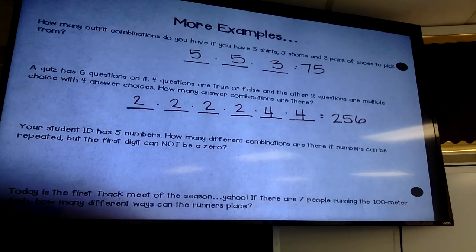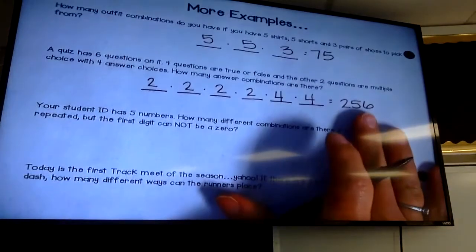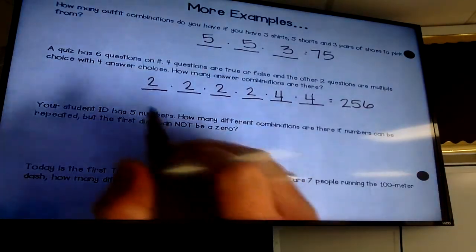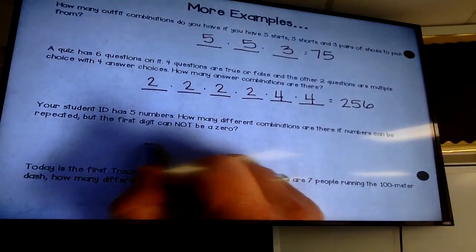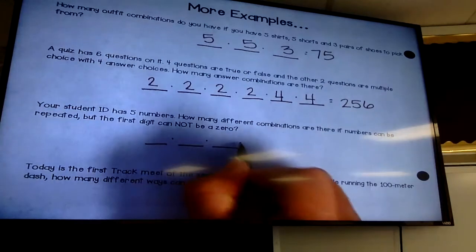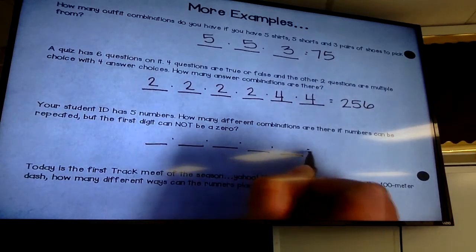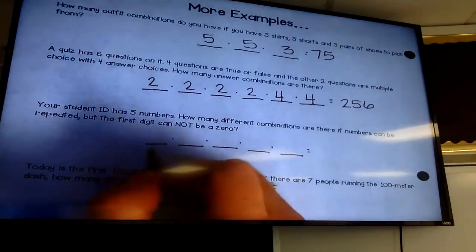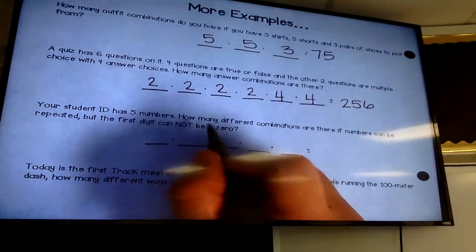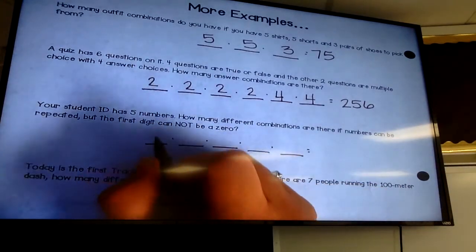Okay. Your student ID has 5 numbers. How many different combinations are there if numbers can be repeated, but the first digit cannot be a 0? All right, so my student ID has 5 numbers, so I'm going to make 5 blanks. It has 5 digits. The first number cannot be 0.